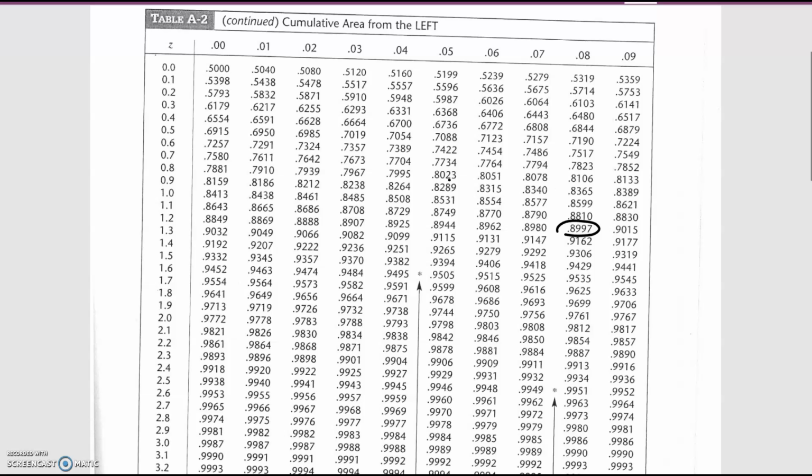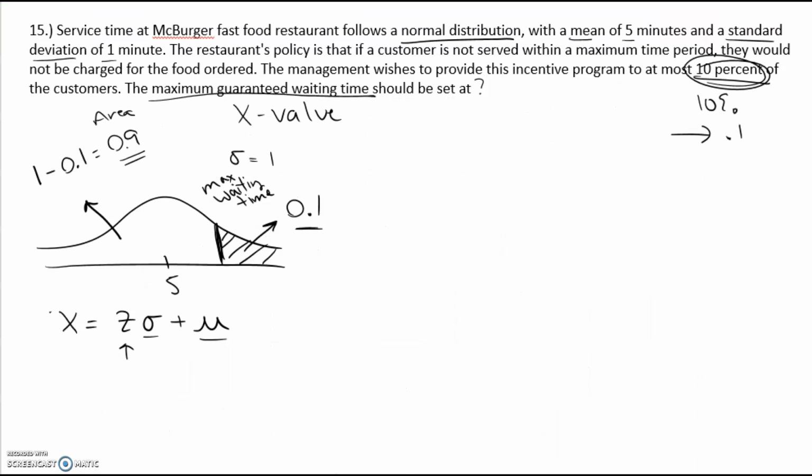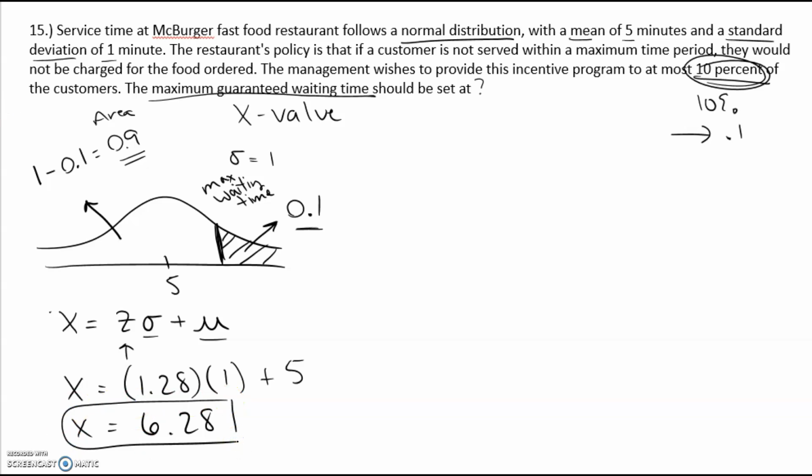Okay, and you could do the same thing, 0.90 minus this one, 0.9015 minus 0.9, and 0.90 minus 0.8980, and see which one would have the smallest number, and it will be this one right here. Okay, so that z-score is 1.28. Okay, that's our z-score. Okay, so x is equal to 1.28 times 1 plus 5. So that would be 6.28. And that is your maximum waiting time.